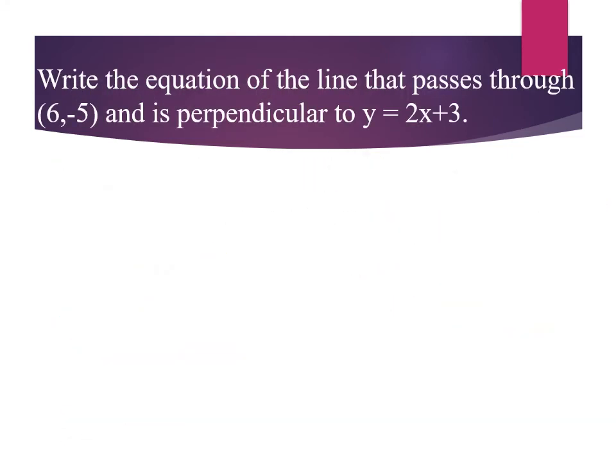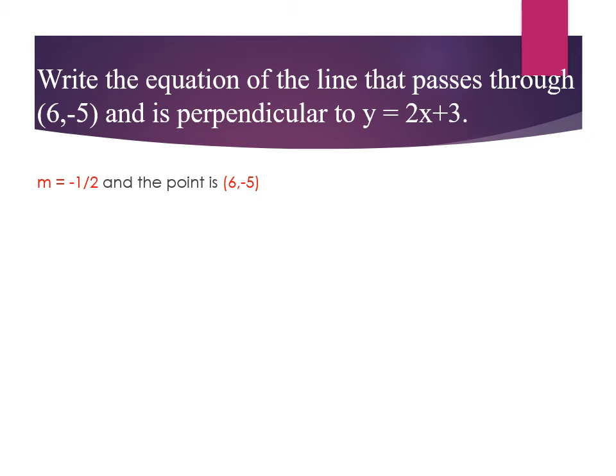Okay, now we want to know the equation of a line that passes through 6, negative 5, and it's perpendicular to the equation y equals 2x plus 3. Now, again, remember that the slope is going to be opposite reciprocal, okay? So the slope will be negative 1 over 2, negative 1/2. Why don't you take some time to actually finish this question on your own? So pause the video and try to finish this on your own.